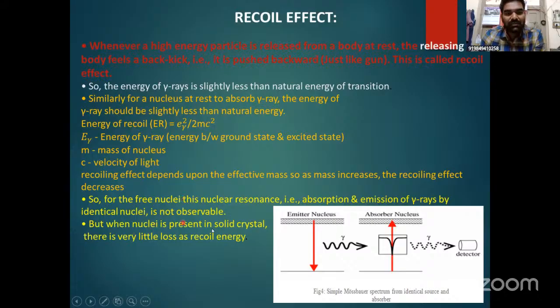But when the nuclei are present in a solid crystal, there is only a little loss as recoil energy. When the nucleus is in free space, not in a solid crystal, the recoil takes much more energy than in the solid crystal. When the nucleus is kept in a solid crystal, there is little loss of recoil energy. So we try to keep the nuclei in a solid crystal so that there will be low loss of energy.